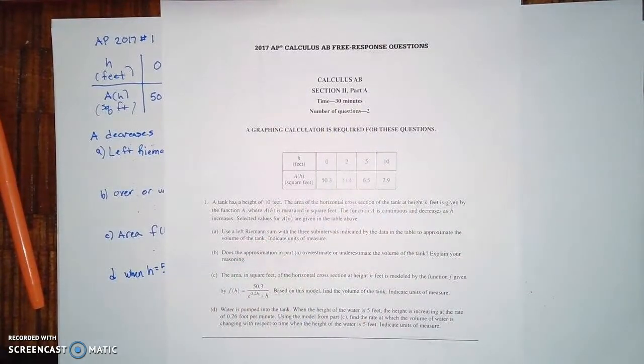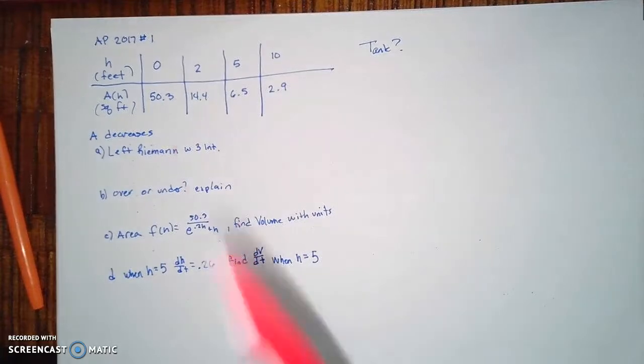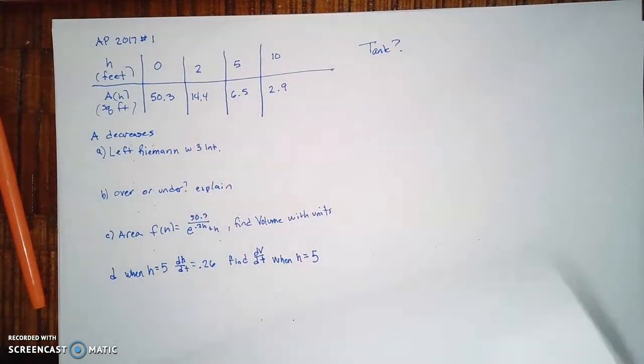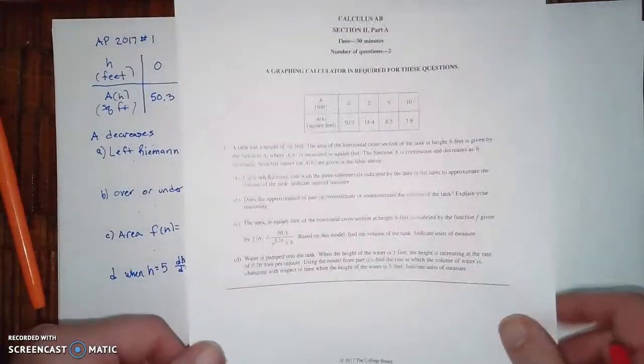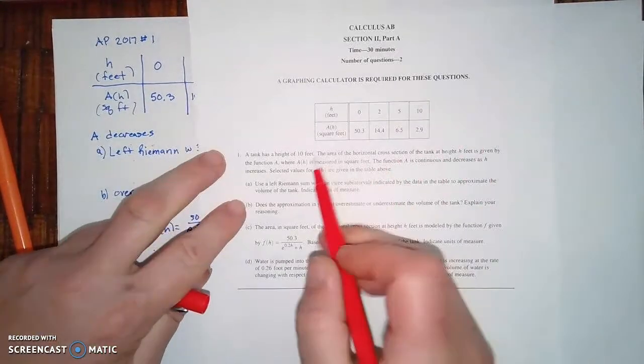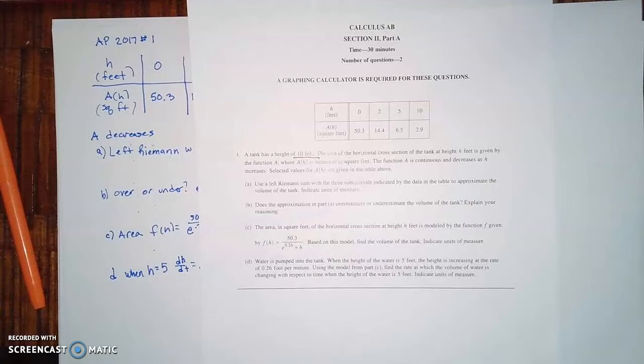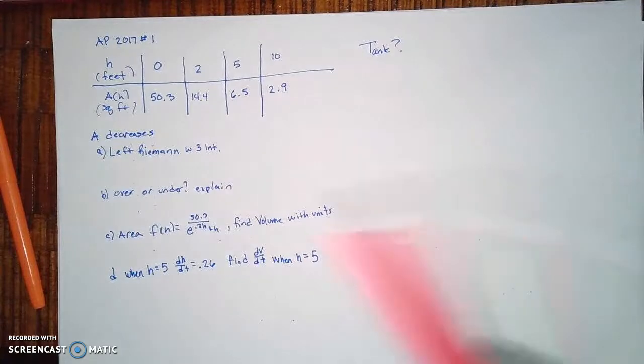They've given me a table of data, which I have redrawn on this page right here, and I'll read the information to you. It says there's a tank that has a height of 10 feet. The area of the horizontal cross-sections, meaning they're cutting the tank horizontally, is given by the function above. So at the height of the tank, it's telling me what's happening to the area as the tank goes.